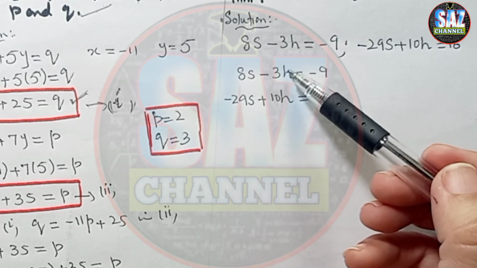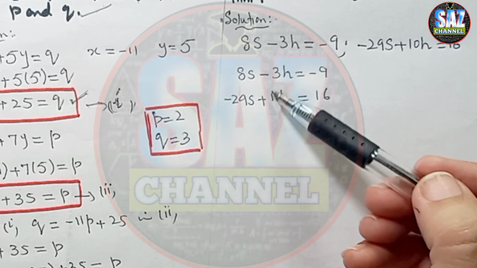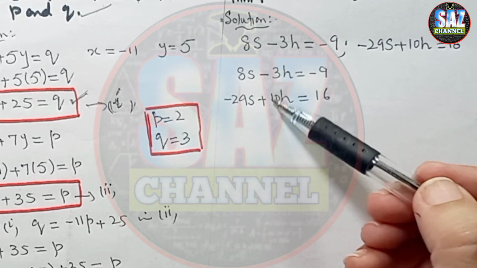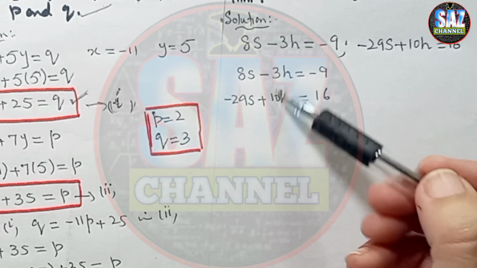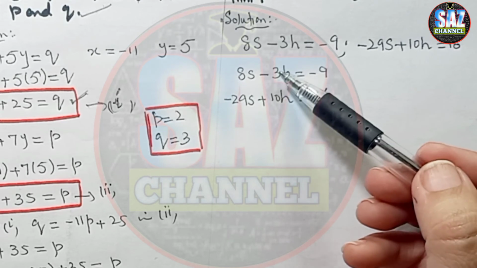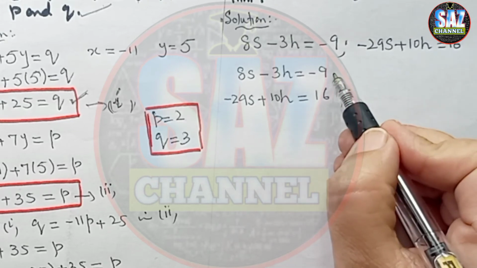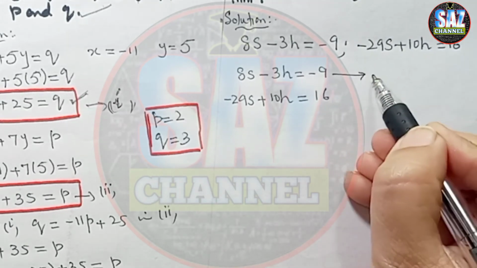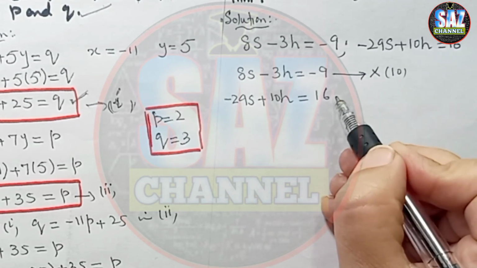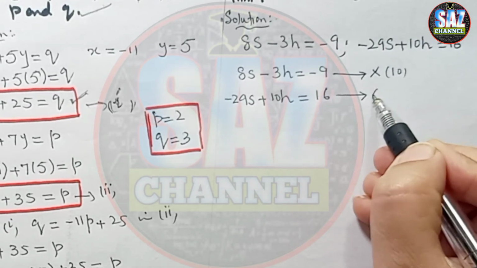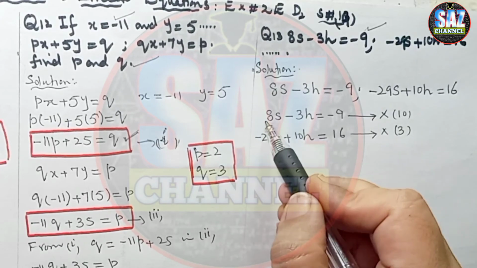If I choose h for balancing, we need to take the LCM of these two numbers, 10 and 3. They're co-prime numbers, so their LCM will be obtained easily, and the LCM will be 30. In order to get the LCM 30, or to balance the coefficients, I have to multiply this equation by 10, and I have to multiply this equation by 3.